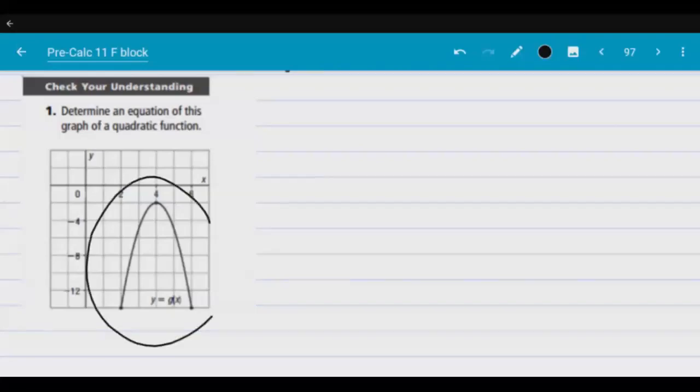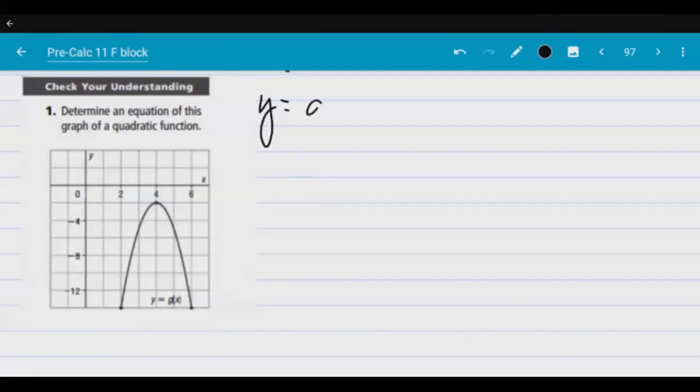All right, I'm now doing check your understanding number 1, and here we go. I'm going to share my screen. So we will create an equation from a graph. We're given this graph. How do you come up with an equation?